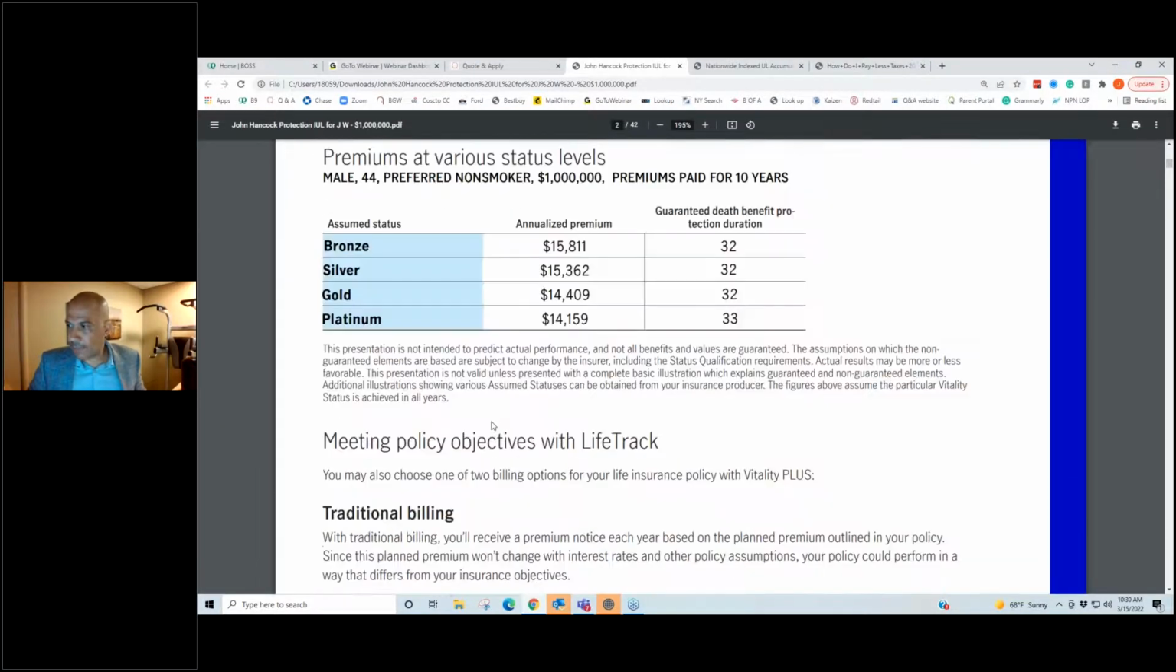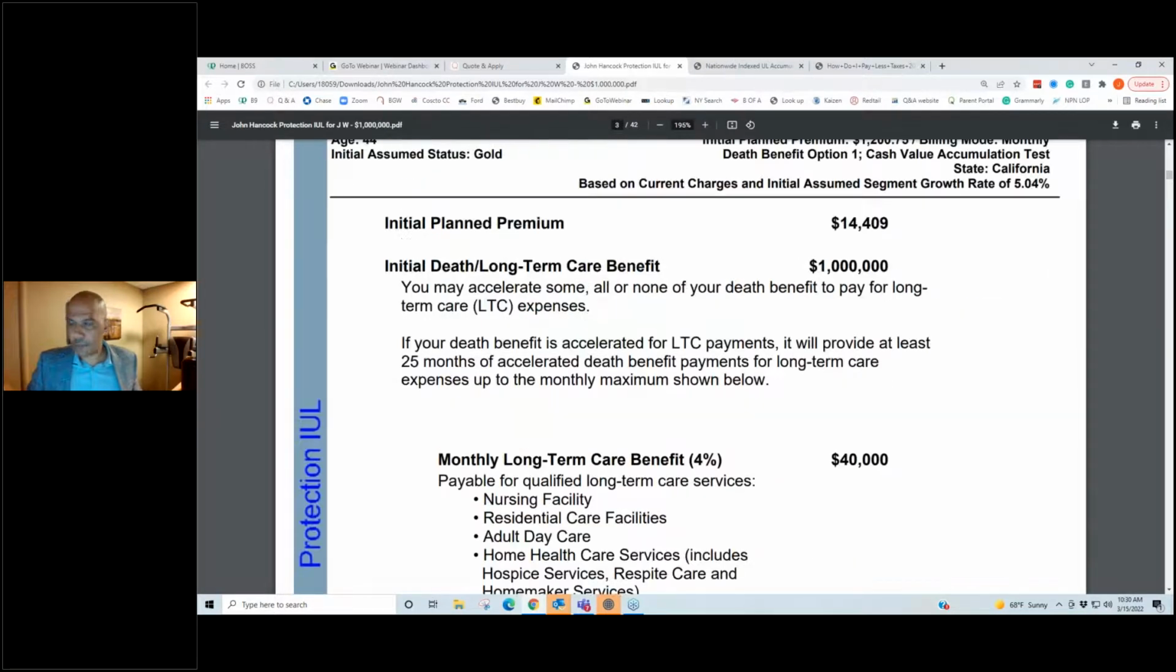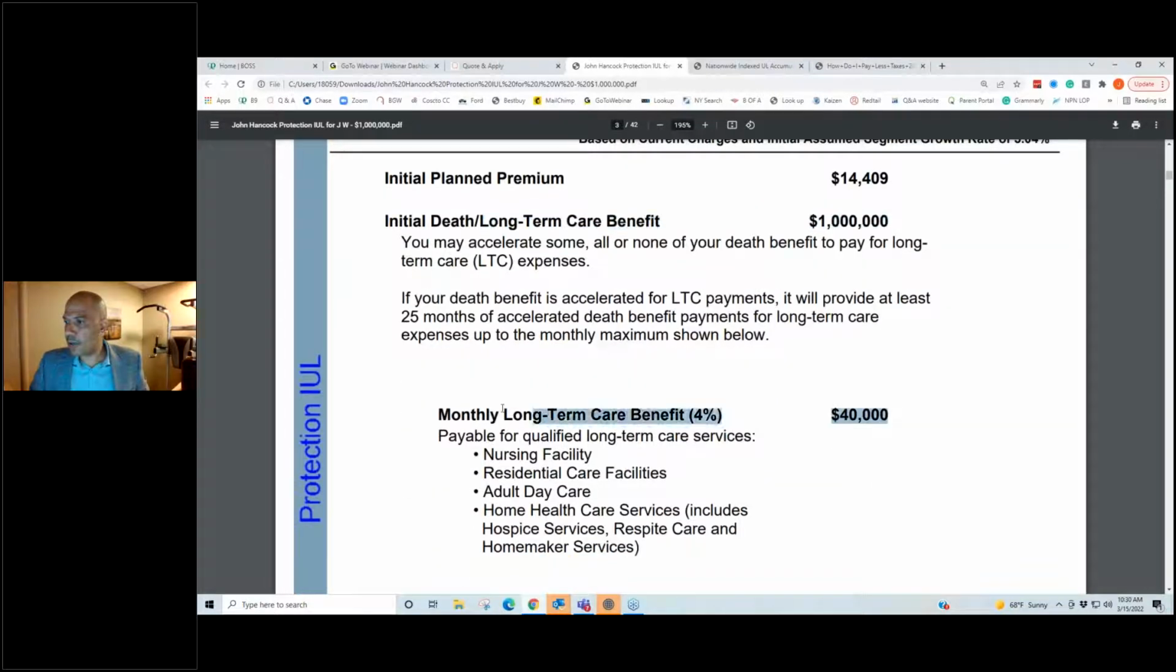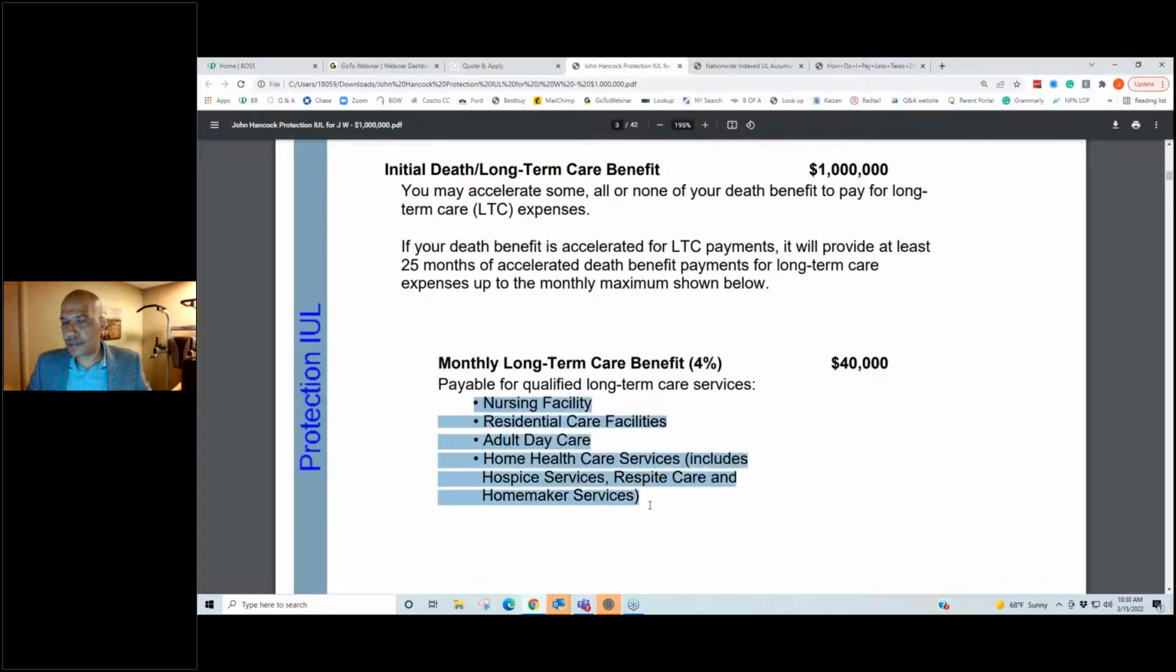This blows my mind every time I see this. So look, here's a little summary of what we're looking at here. So we got a male, again, 44. Here's my 10 pay premium. Here's my $1 million pool of money for long-term care / death benefit. And then here's my 4% or up to $40,000 a month to pay for long-term care. And here's what it covers.